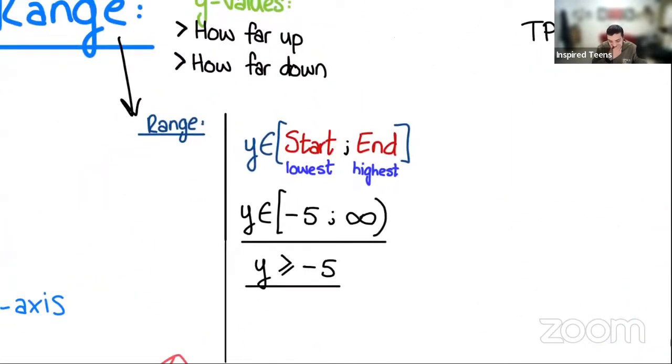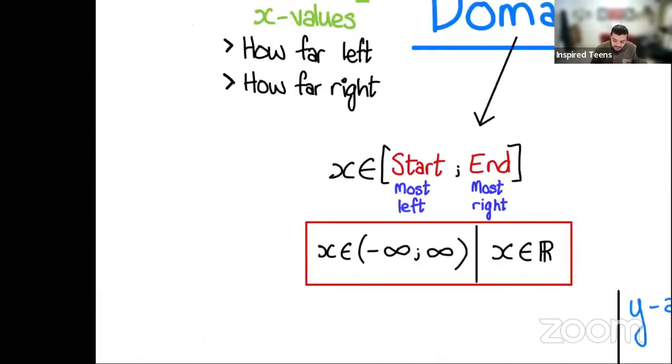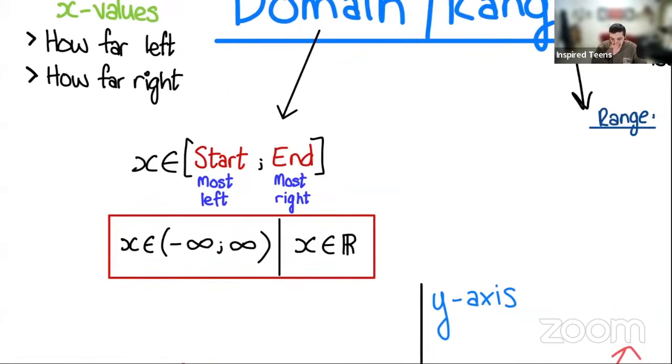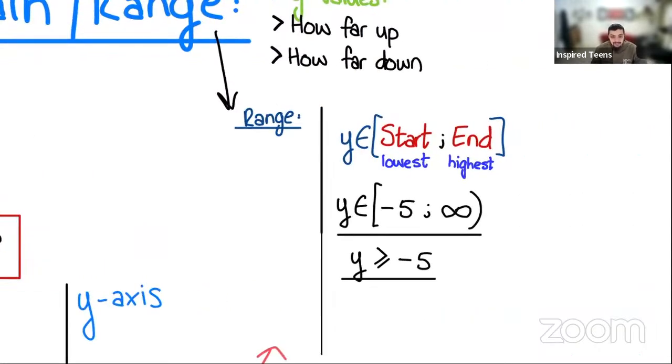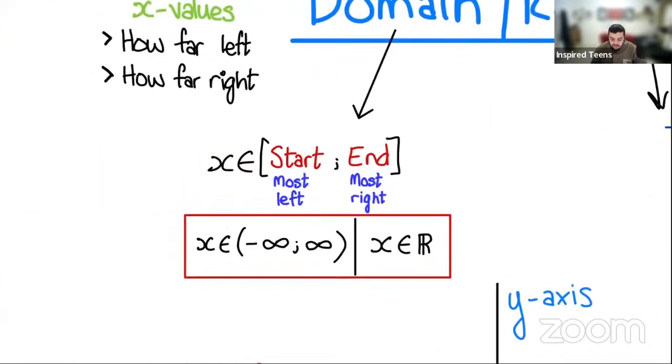When we had to actually answer the question for domain, let's finish up domain because it's simpler. We always say x is an element of for domain and y is an element of for range, because domain is x values and range is y values. So we say x is an element of the starting value and ending value, with square or round brackets depending on the question. The starting value is the leftmost value and the ending value is the rightmost value. That's always going to be your interval.